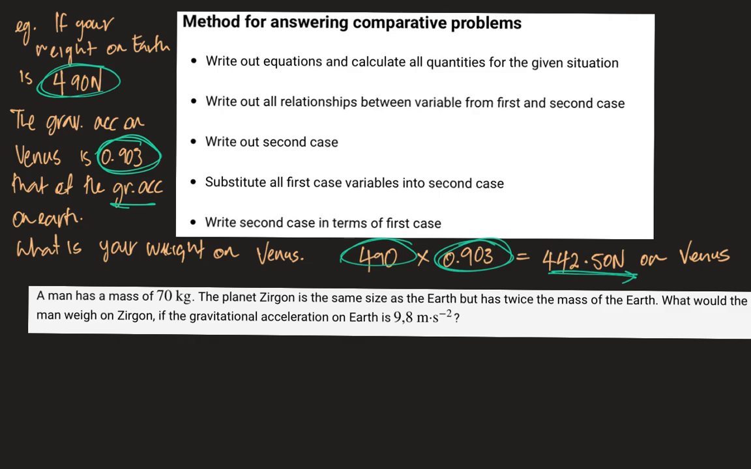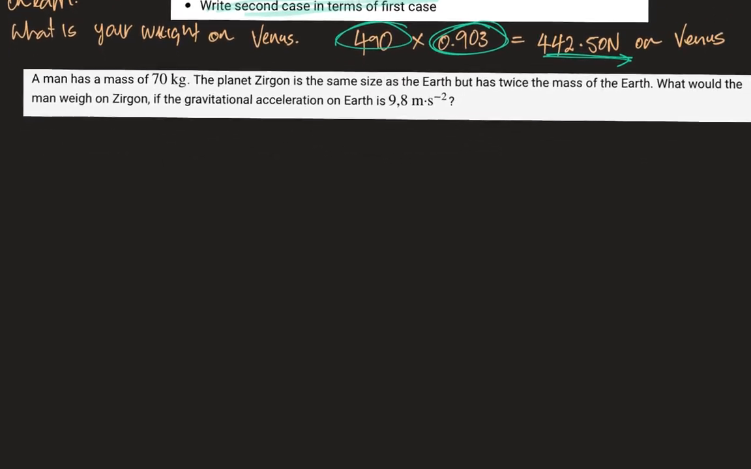So let's have a look quickly at your methods. The first thing is write out the equations and calculate all quantities for the given situation. Write out the relationships between the variables from the first and second case. Write out your second case. Substitute all the first case variables into the second case. And then write the second case in terms of the first case. So it all sounds like a loop of things, but we're going to have a look at some examples and I'll show you how we get through these. Right, let's have a look at the first one.